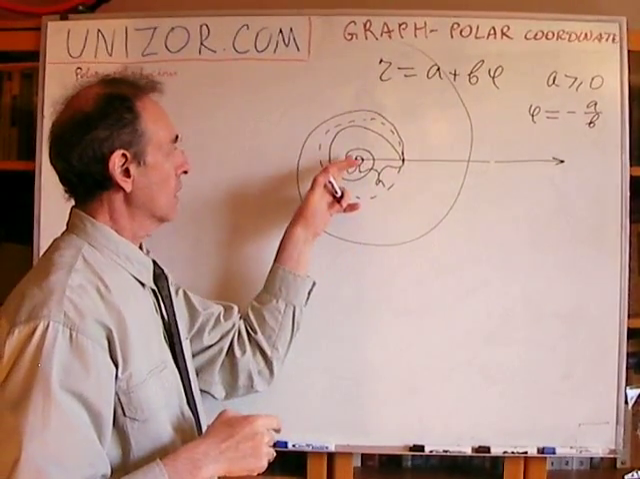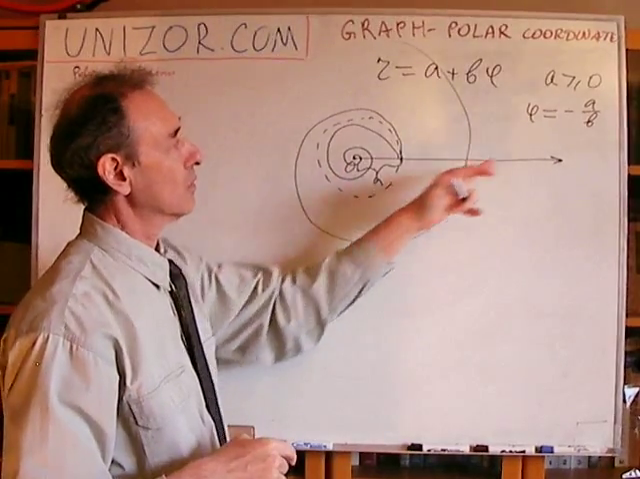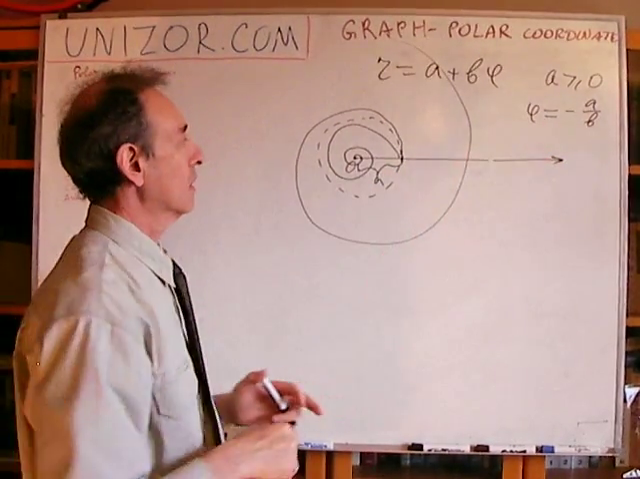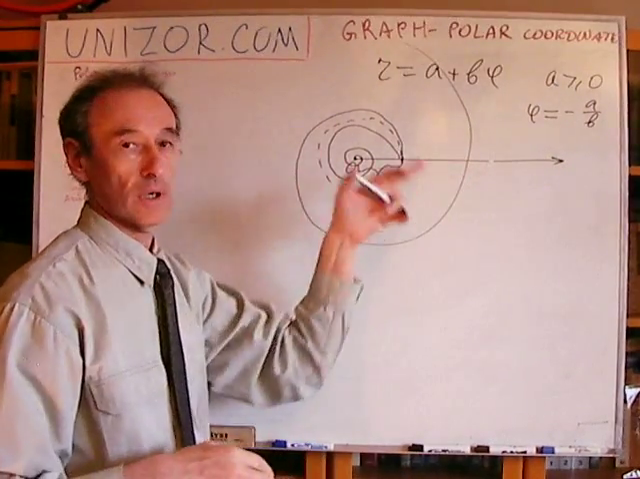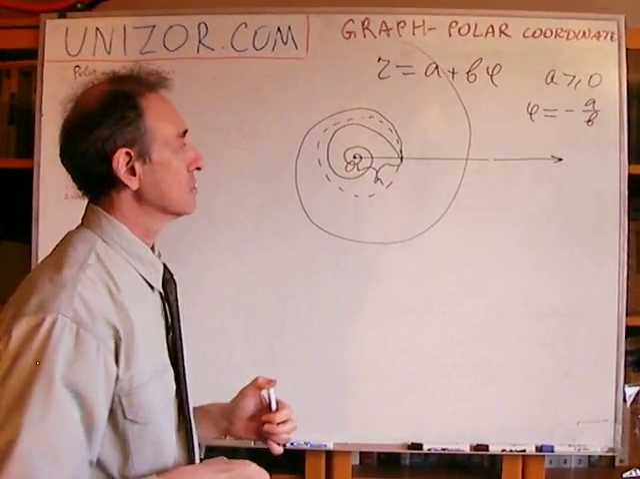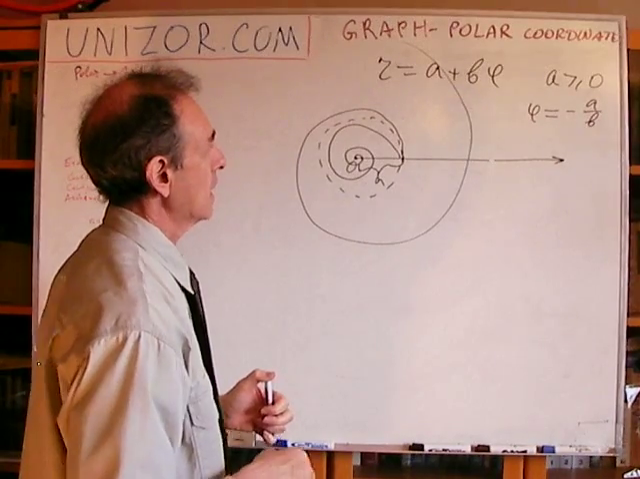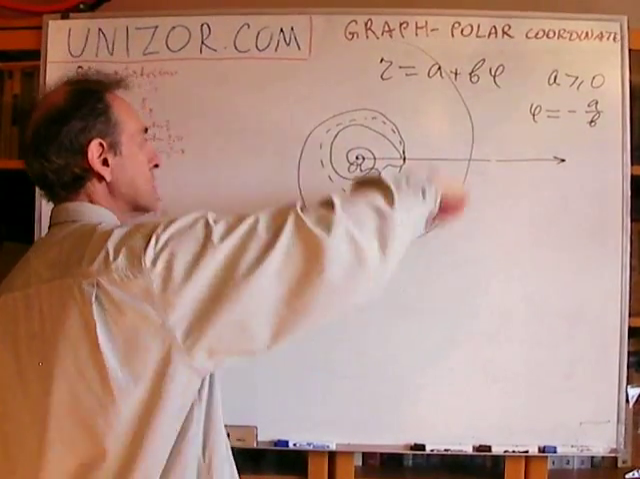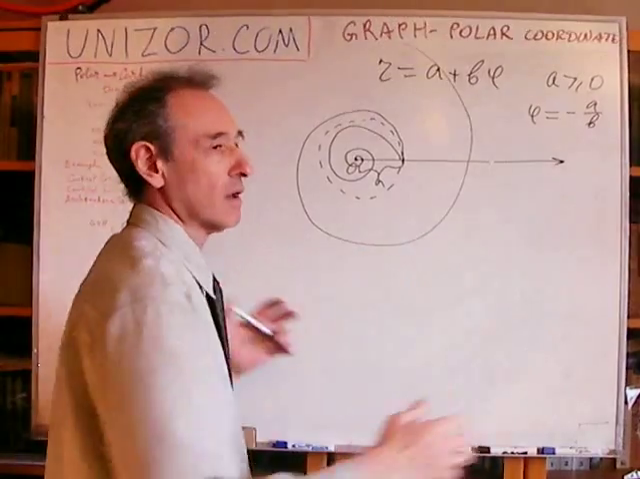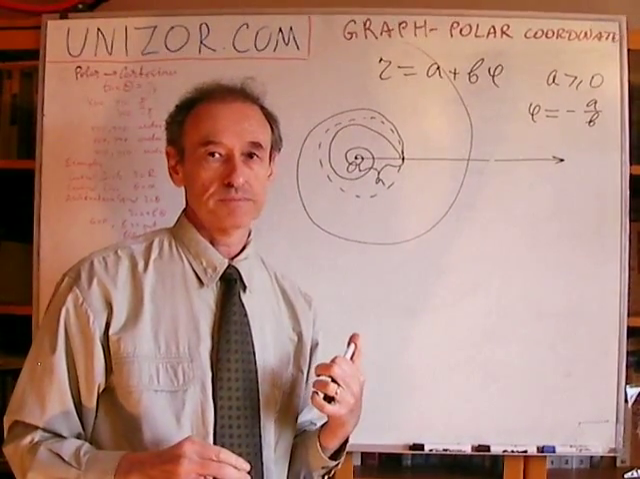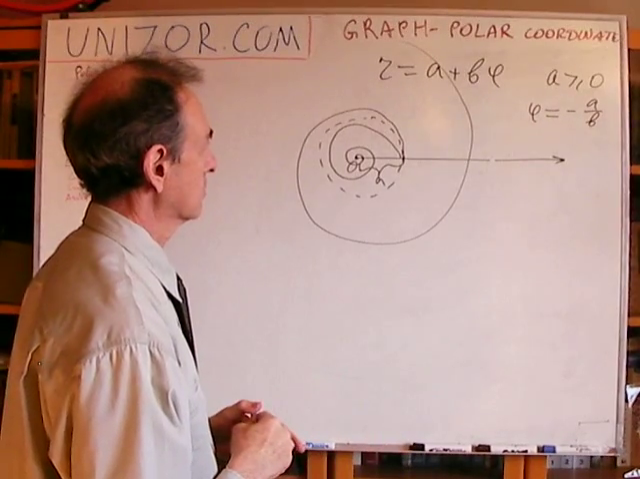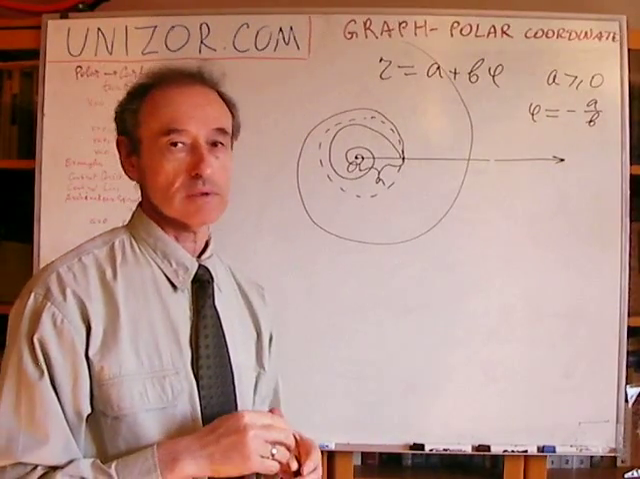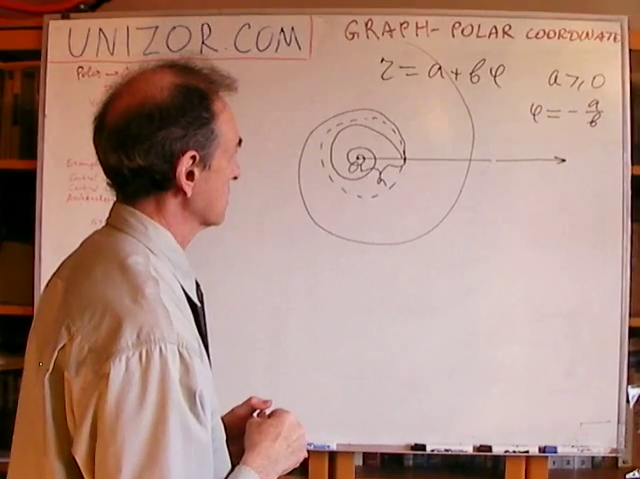around point zero, and finally it does reach it in a finite, actually, number of rotations. If b is positive, it goes outside of the circle, bigger and bigger and bigger, and that's to infinity. All right, so that's basically what the Archimedean spiral is.